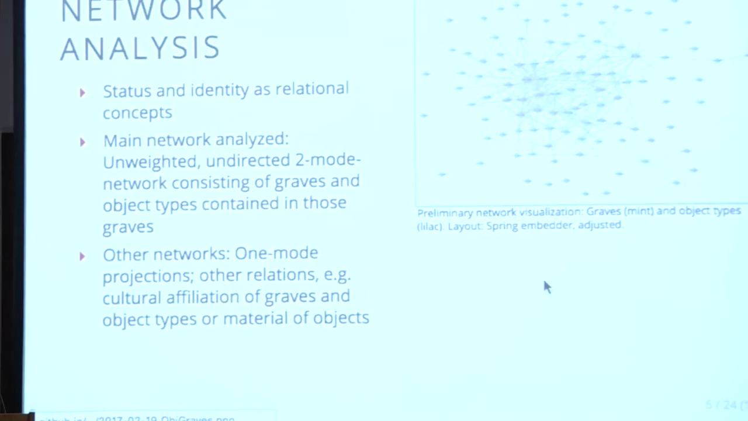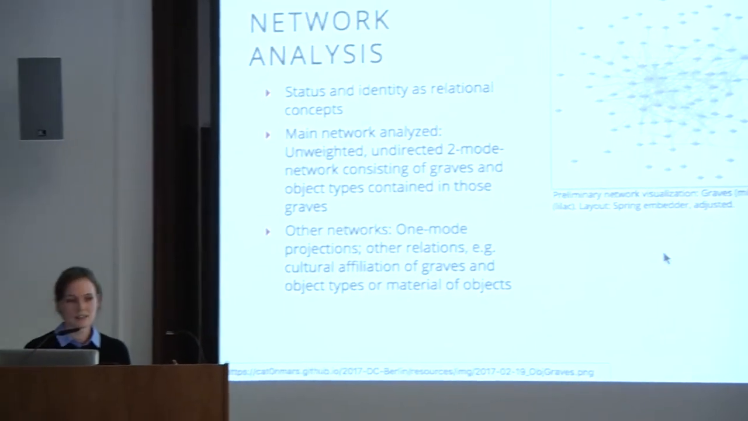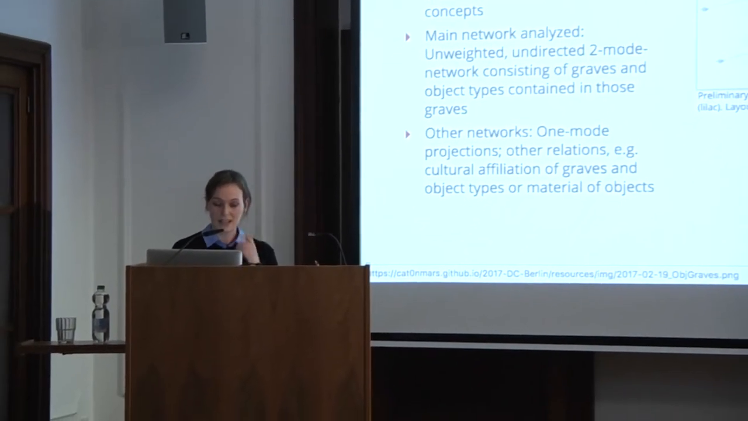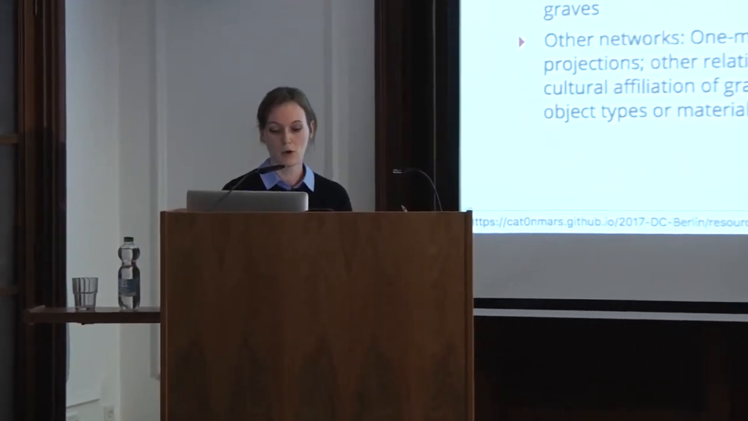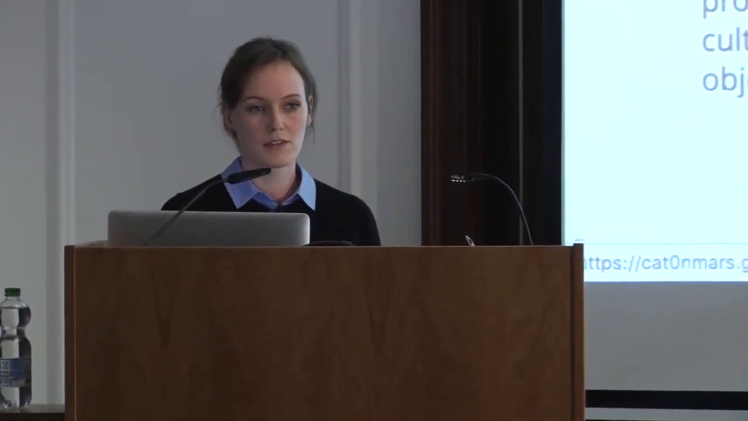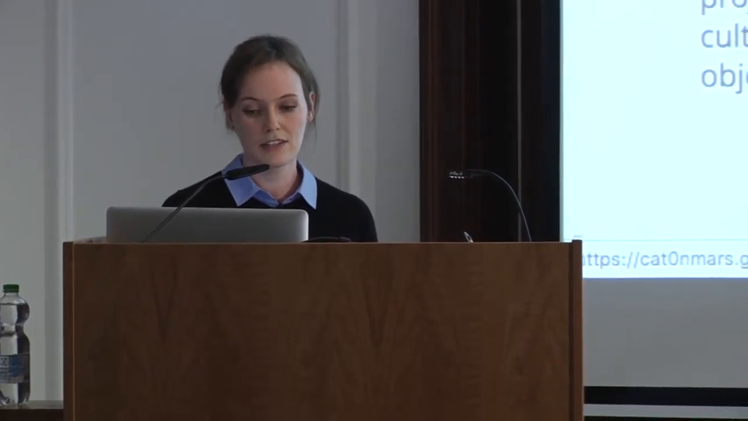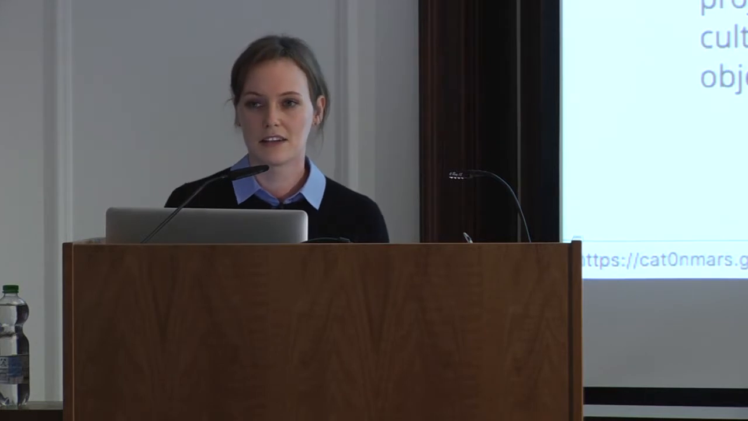So this is just a preliminary visualization. It's an unweighted network and it's undirected. And as I said, a bimodal network, but I also want to analyze other networks, chief among them one-mode projections of this network. But of course also, or probably also, other relations, for example, the cultural affiliations that show up in graves or in object types, or the relations between the material of objects and which objects are contained in a grave and stuff like that.